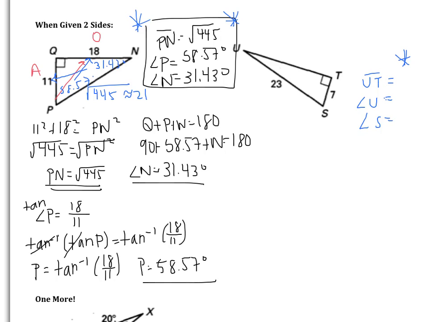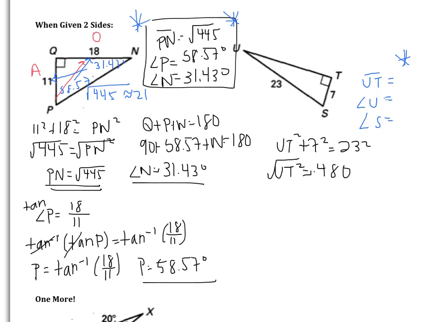Okay, let's see how we did. So I would have started by finding UT. Because I know two sides, I can use Pythagorean theorem to find the third side. I'm going to have UT squared add 7 squared equals 23 squared. I get UT squared equals 480.